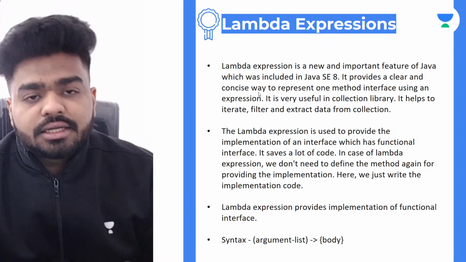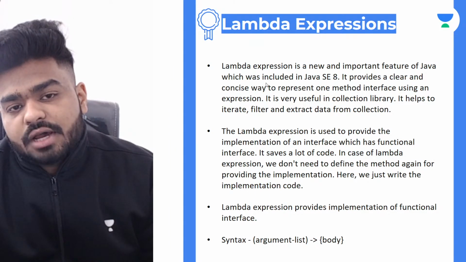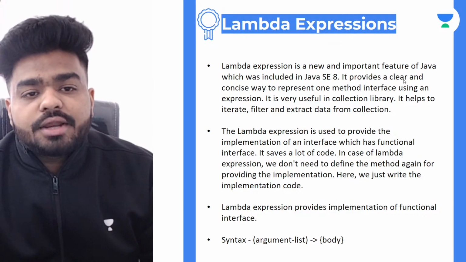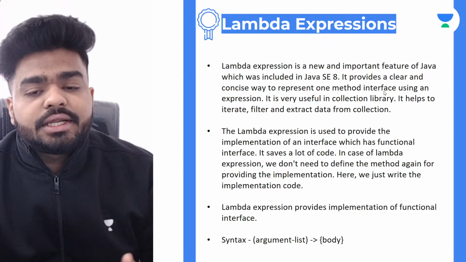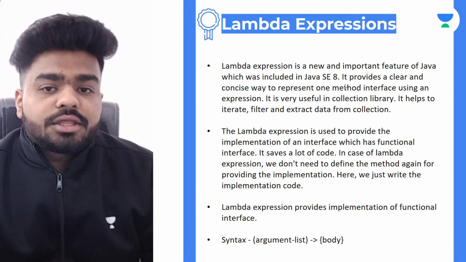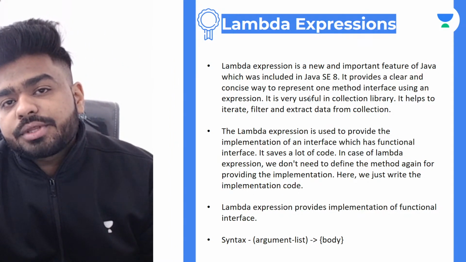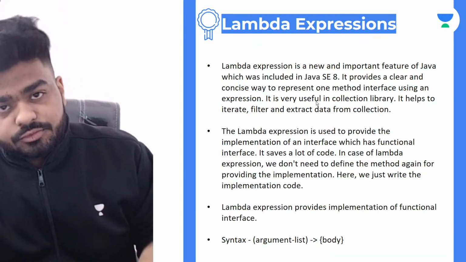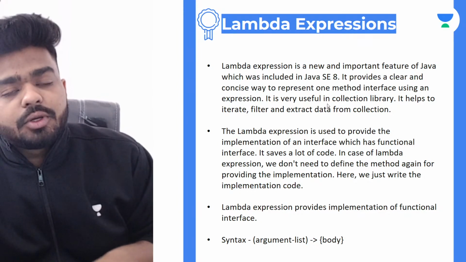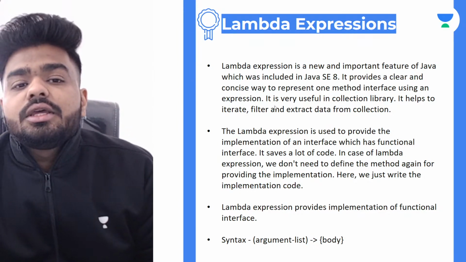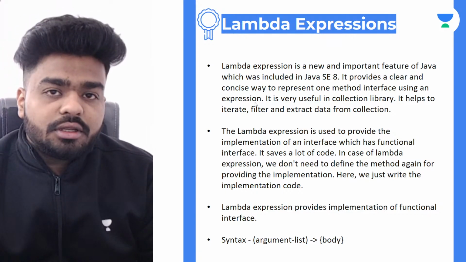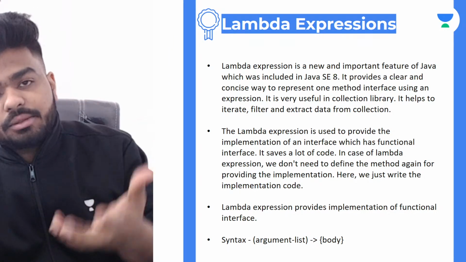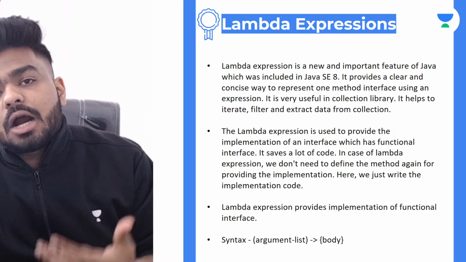So let's understand that. Lambda expression is a new and important feature of Java, which was included in Java SE8. SE8 is basically a version. It provides a clear and concise way to represent one method interface using an expression. One method interface means functional interface, right? Because functional interface is what? One method interface using an expression. So we can use an expression, that means one particular operator or kind of one symbol that will be able to tell me how we can use a functional interface.